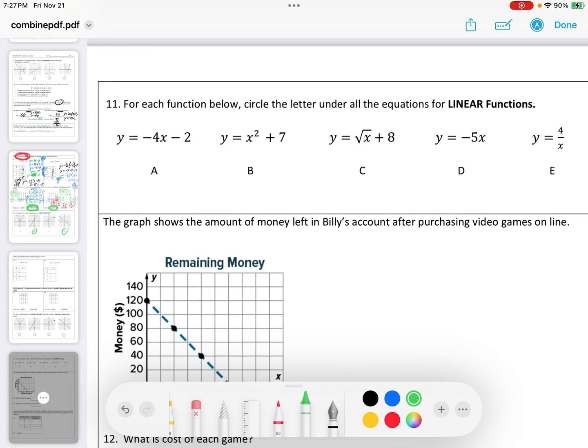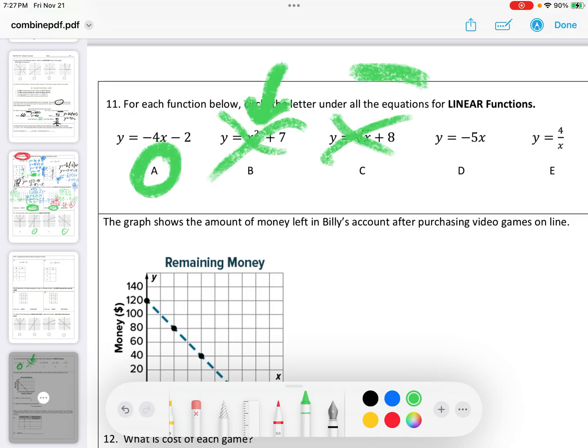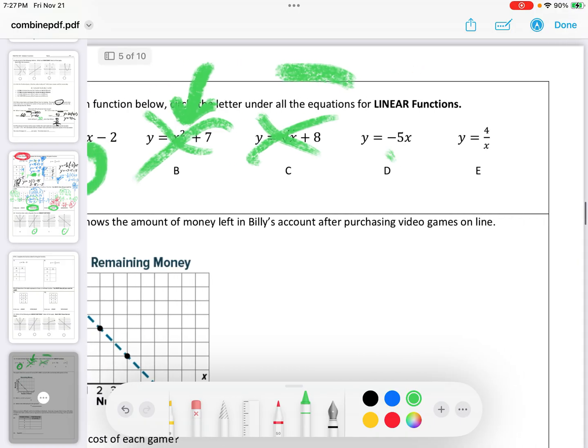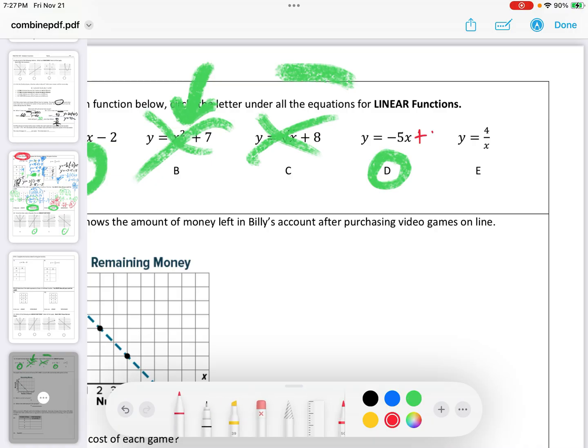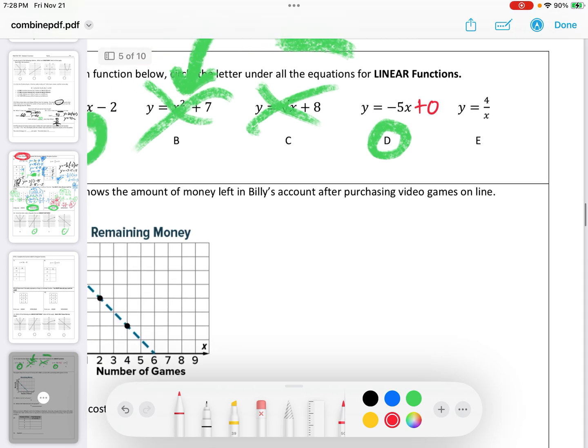For each function below, circle the letter under all the equations for linear. All right, this is linear. Slope-intercept, we've seen it 1,000 times. If you see something squared, again, we haven't gone over this yet. We're going to go over it Monday. Squared means not linear. Square root, not linear. This is what we've seen before with zero intercept. Like if this was slope-intercept form, it would say plus 0. And we've seen that many times before, and we've graphed it.